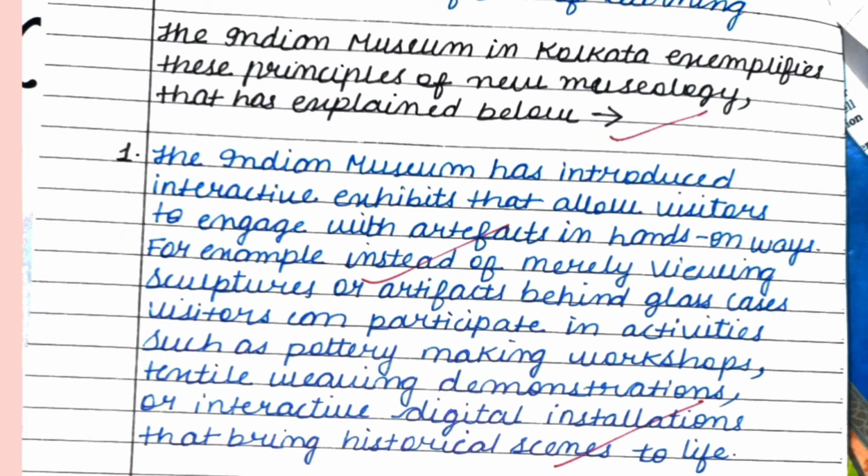For example, instead of merely viewing sculptures or artifacts behind glass, visitors can participate in activities such as pottery making workshops, textile weaving demonstrations and interactive digital installations that bring historical scenes to life. So it firstly adopts the participatory approach: it installs digital installations, hands-on activities, and organizes various interactive programs and workshops so that the participants can engage. Instead of just looking at the artifacts behind the glass, they can be involved in the participatory approach and can learn things in a more engaging way.